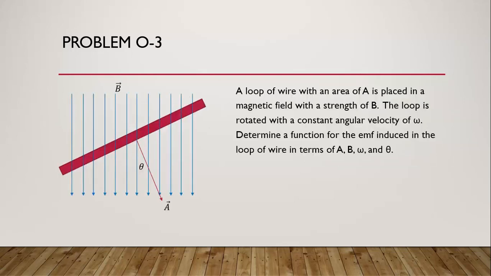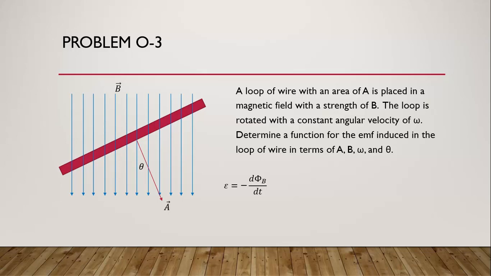Now the third problem that I have is a loop of wire that has area A and is placed in a magnetic field of strength B. And the loop is going to be rotated around at a constant angular velocity of omega. What I want you to do is determine a function for the EMF induced in the loop of wire in terms of A, the area of the wire, B, the magnetic field, omega, that constant angular velocity, and theta, the angle that the wire is currently oriented at.